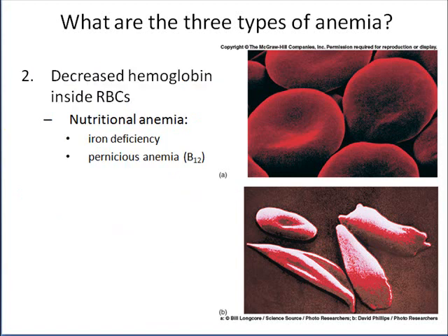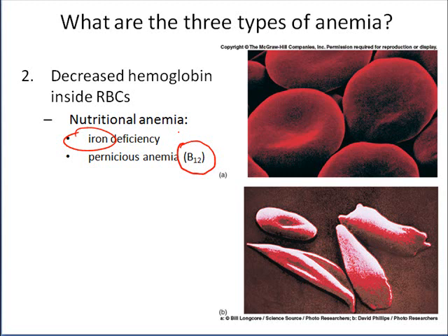A second class of anemias are when the total number of erythrocytes I have is still fine, but the hemoglobin inside those red blood cells is deficient in some respect. This might happen because I'm not getting enough iron in my diet. That would be a nutritional anemia. Or it could be because I don't have enough vitamin B12 that I'm absorbing in my food. Vitamin B12 is a necessary vitamin for the manufacture of properly functioning hemoglobin.